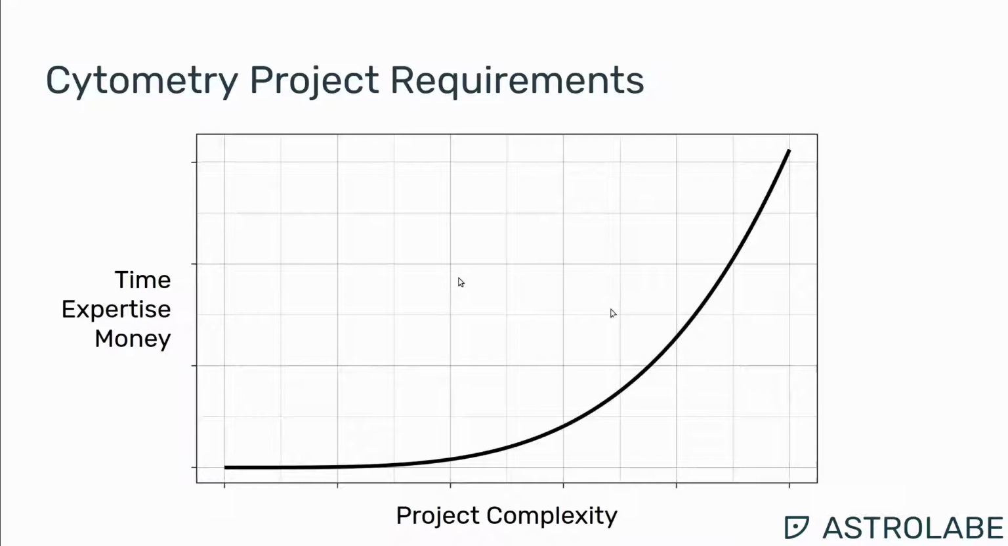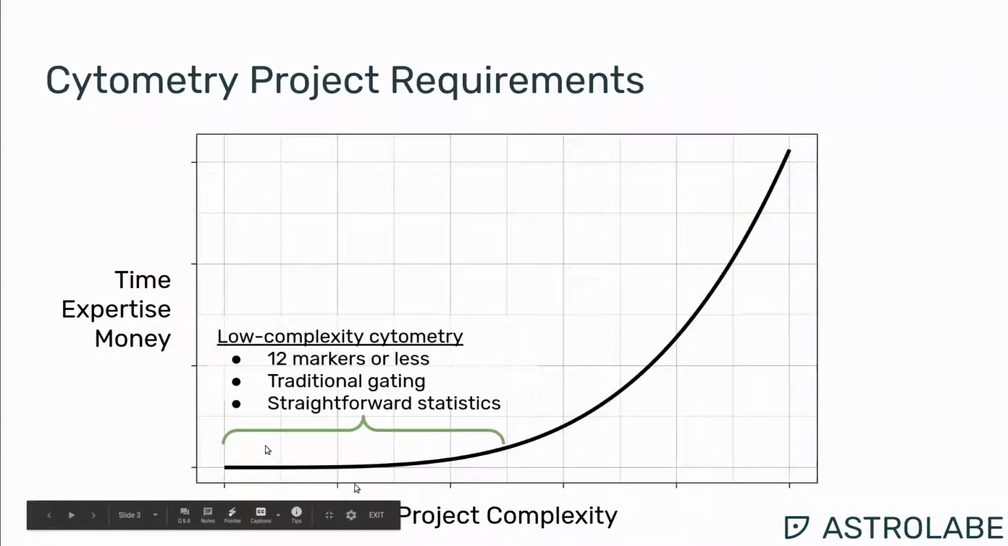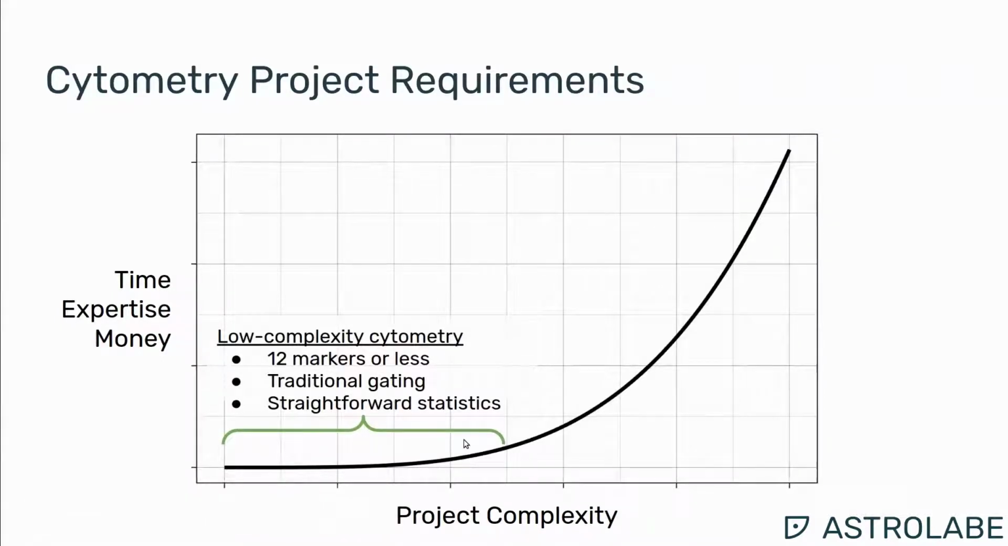And I think that most researchers are deeply familiar with this side of the curve, where you're dealing with low complexity cytometry, which I define as 12 markers or less, or you're dealing with a low sample count, let's say a couple of dozen patients. And for these kinds of studies, we have a pretty powerful suite of tools you could use. You could use traditional gating and other manual analyses, and the statistics involved are pretty straightforward.